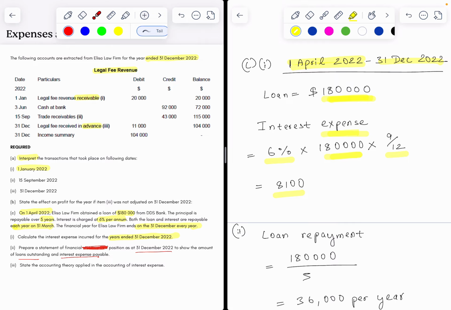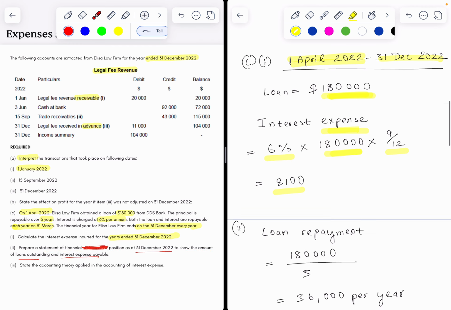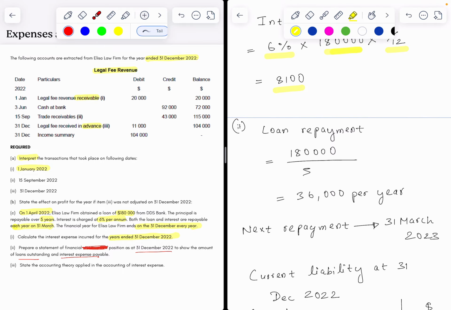Next, we are required to prepare a statement of financial position as at 31st of December 2022 and show the amount of loan outstanding and interest expense payable. All right, so we know based on the facts given to us that we are going to repay the loan over 5 years. So if the loan amount is $180,000, every year we're going to repay $36,000. We simply divide 180,000 by 5.